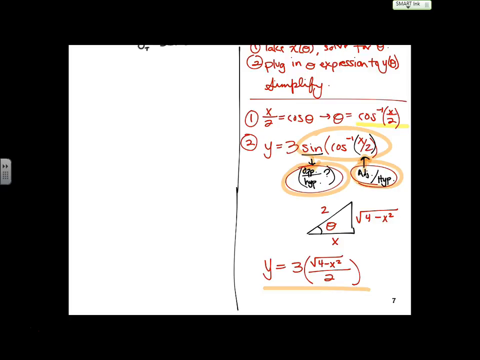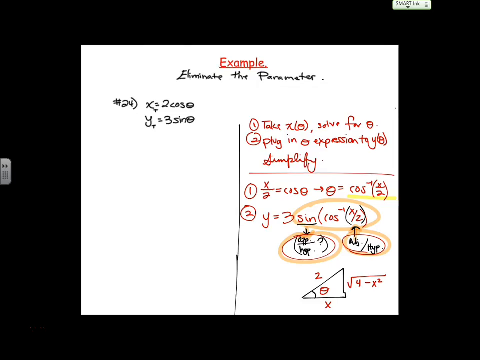Here's the alternative way of solving. The alternative way of solving uses what we know about trig properties. Some of you might be a little more scared of this one. However, this one is, in a way, a little bit nicer, but it's more out of the box because you're not taking the x expression and solving for theta. Because frankly, it's messy.